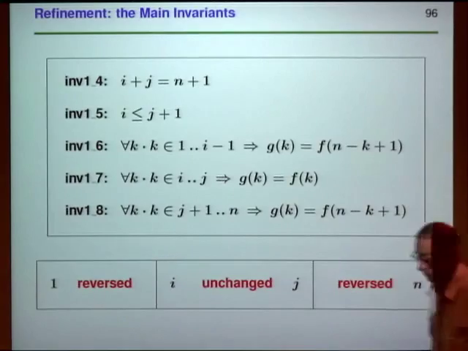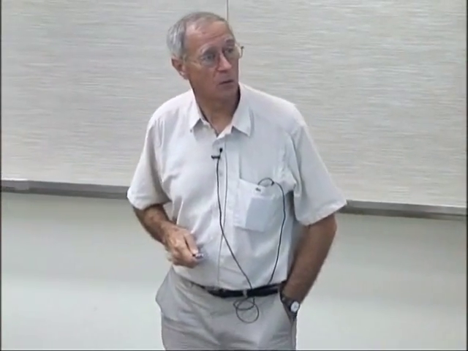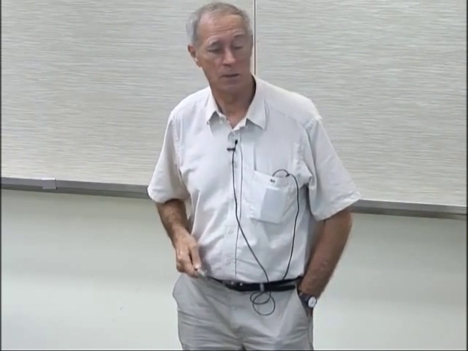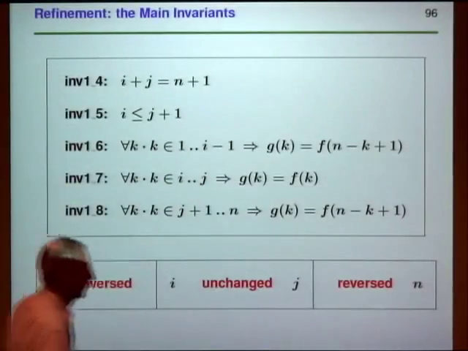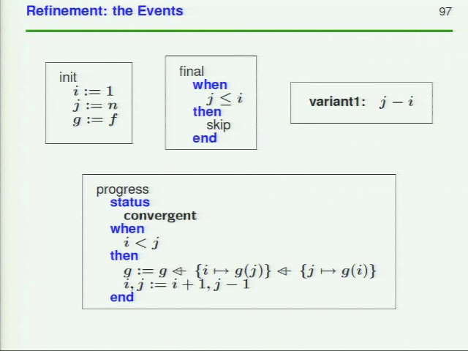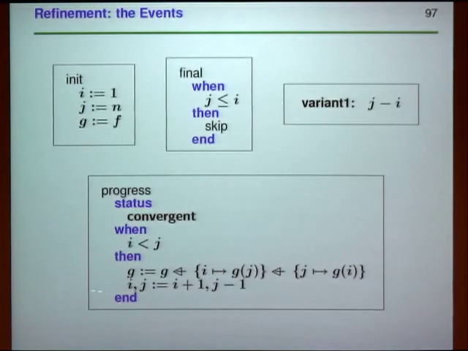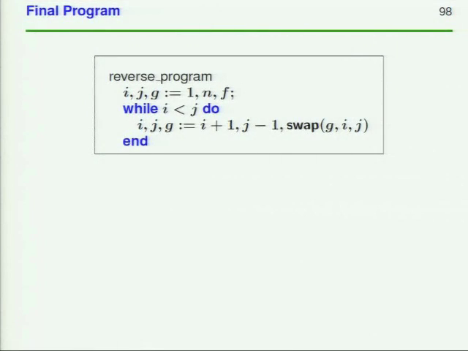So this is what I've said before. This is inverted in the first part, inverted in the second part, and the same in the middle. Okay, so the action is quite simple. Progress is just switching the two, and then increasing and decreasing the values of i and j, and final when j is smaller than or equal to i, and the variant of course is j minus i, and the final program is now very simple. It's just this.